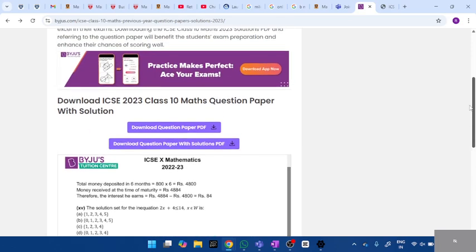Which chapter is this? Linear inequation. Yes, solve this question. Solution set is asked. Don't need to draw the number line. X belongs to all numbers. Write this question: 2x plus 4 less than or equal to 14.